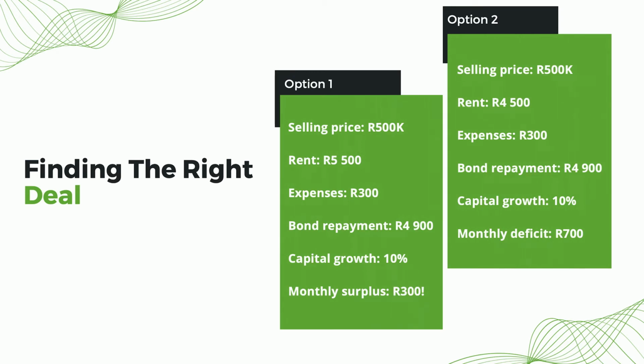Option 2. You find a 2-bedroom apartment that's also in a secured estate and is selling for 500,000 Rand. But your monthly rental is only 4,500 Rand per month. And your regular expenses are 300 Rand per month, which includes your tax and levy. Your bond repayment on this home is 4,900 Rand per month. And growth in this area is also 10% a year. So which option will you choose?